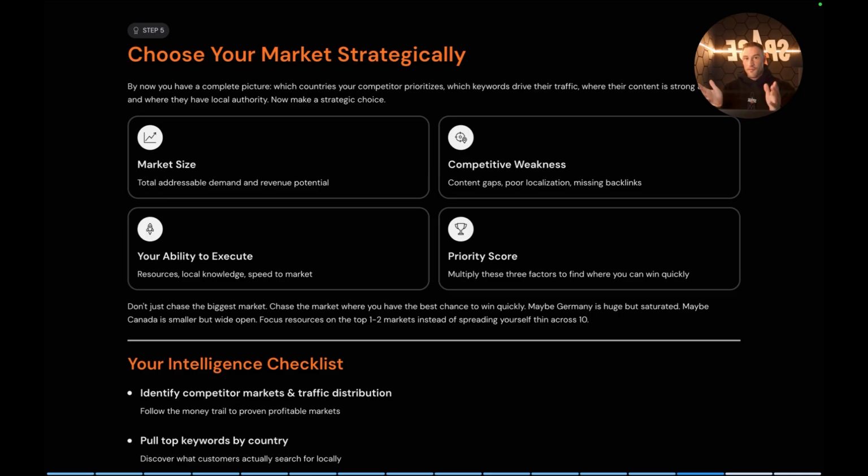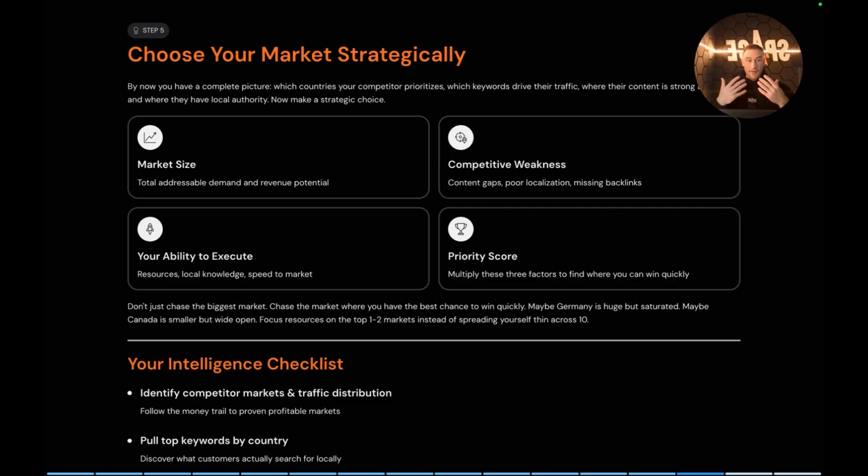And here is the simple formula: market size times competitor weakness times our ability to execute. Because market size alone is a trap, because a huge market that's brutally competitive can burn your budget for a year. And a smaller market where competitors are weak can become profitable in months, sometimes even in a quarter.